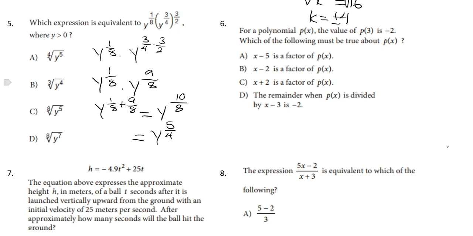And if we apply the same logic we did in one of the previous questions, the denominator of this fraction gives us the radical, and the numerator of the fraction gives us the exponent of y. This is going to be the fourth root of y to the power of 5. And if we look at the answer choices, we can see that the first answer choice is the answer.